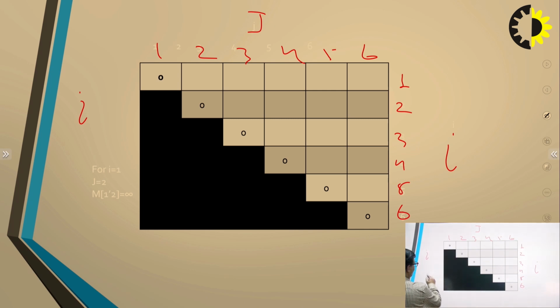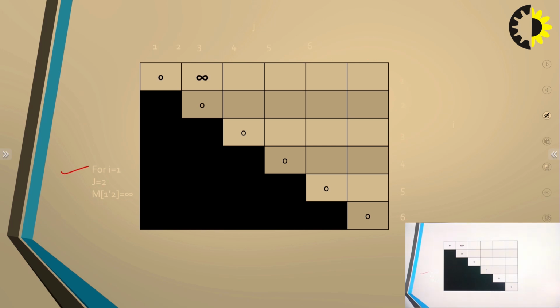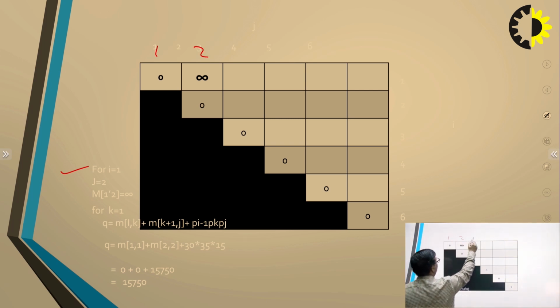Then again, the concept: for i = 1 and j = 2. Here i is equal to 1 and j is equal to 2, and put infinity right now. Then again we will calculate the value M[1,2]. Right now we have infinity, but through the formula we will apply it here. These are the values if j equals 2, then again M[1,2].